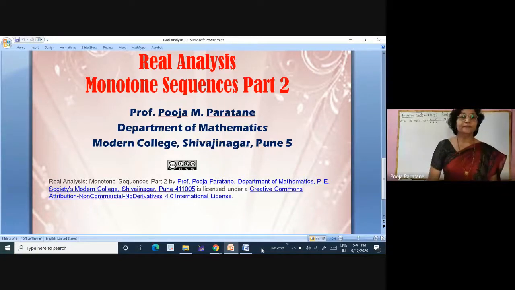Hello students, this is the second part of examples based on monotone sequences. We will discuss some examples from the exercises of Goldberg here.